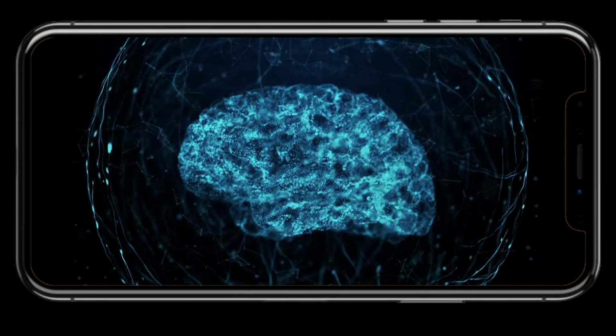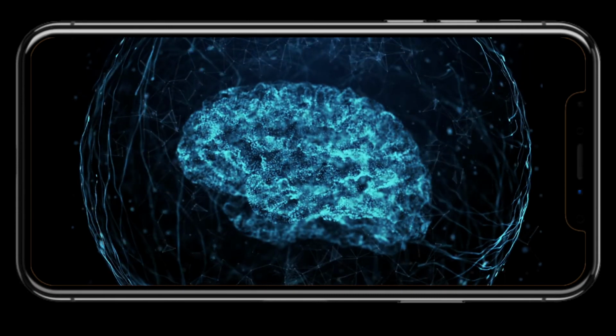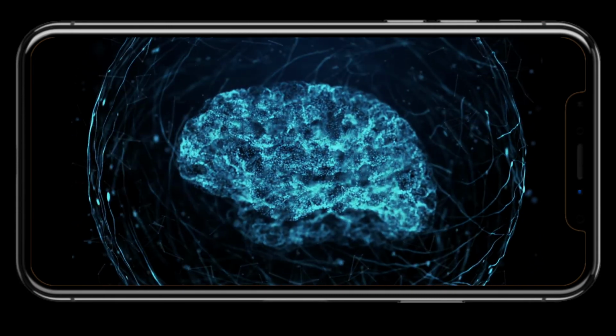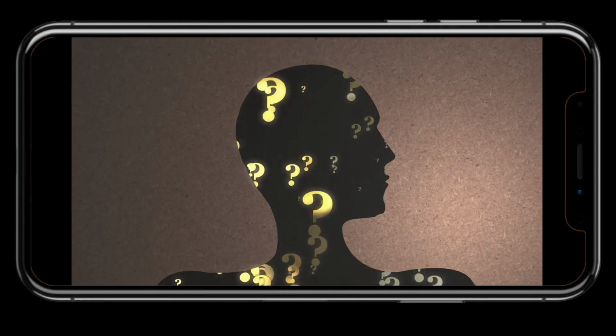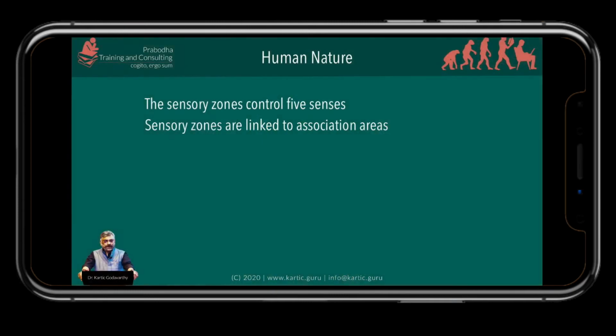Assuming that the vision sensory zone is working, but for some strange reason the association area is damaged, you can see everything, but you will not be able to process and understand what you are seeing. Now, when we say that humans have a complex brain, we are talking about the association areas. What are those areas actually?